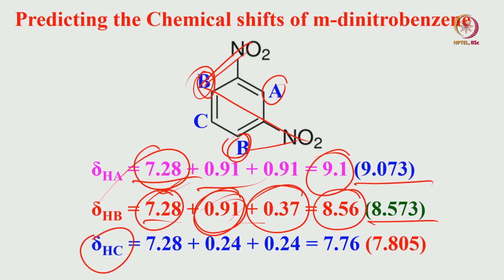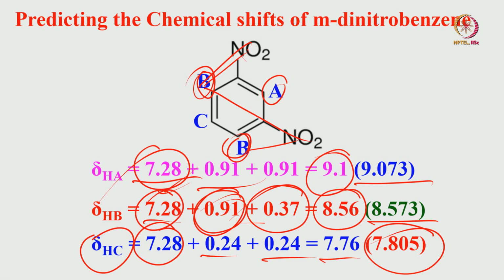Same way for proton C. Proton C, what is happening is both of them are in the meta position. Base value you take 7.28, add the meta position value, 2 of them, it turns out to be 7.76, and what is the experimental value? 7.805. Fantastic.